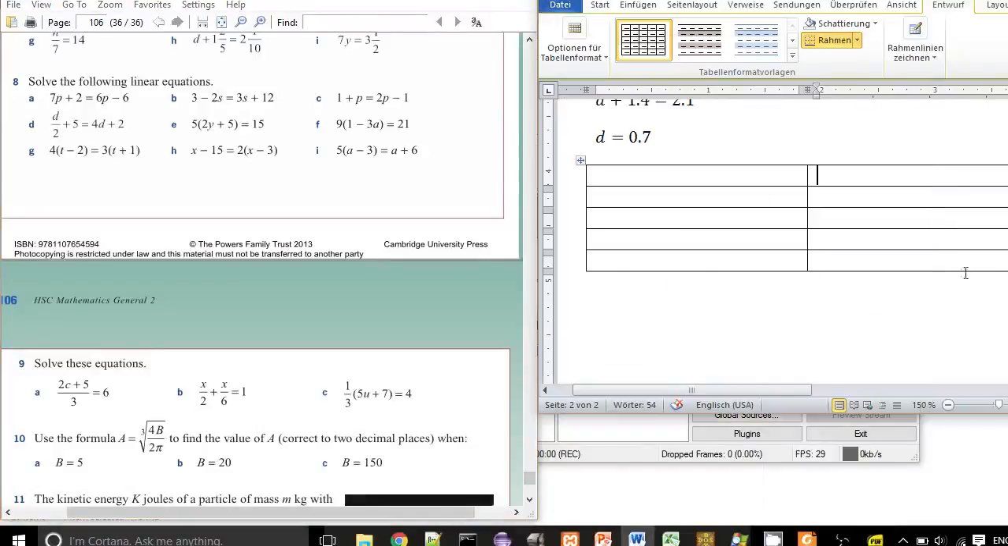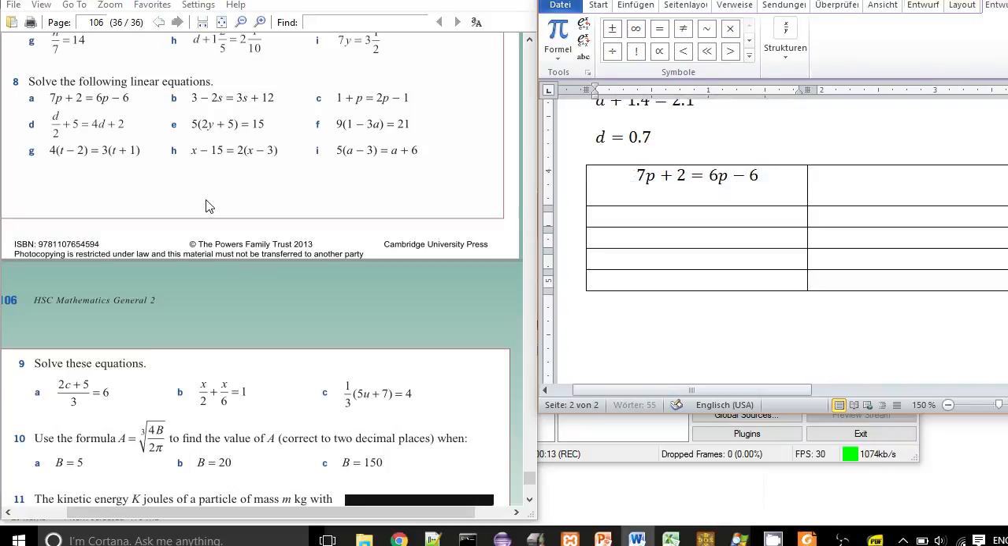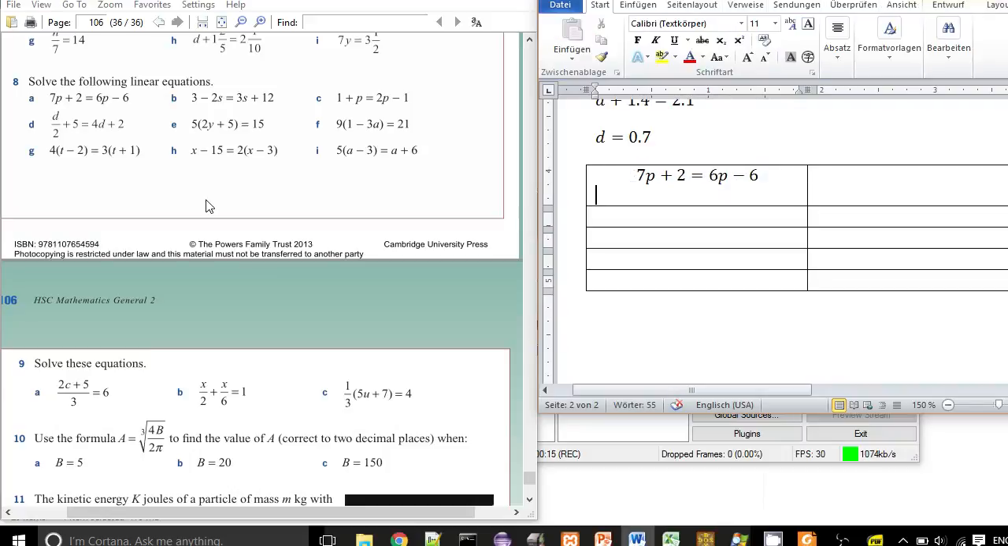Okay, hello. Let's continue. So this is question 8. I won't do all of them, but let's do A. 7p plus 2 equals 6p minus 6. Again, I don't like to show what I'm doing in the steps, but just carry them out. I need all the p's on one side and all the numbers on the other side.